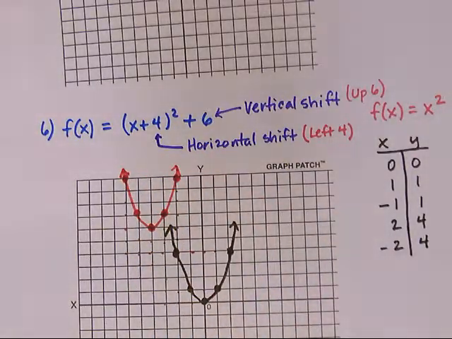So this represents the graph of the function f of x is equal to the quantity x plus 4 squared plus 6.